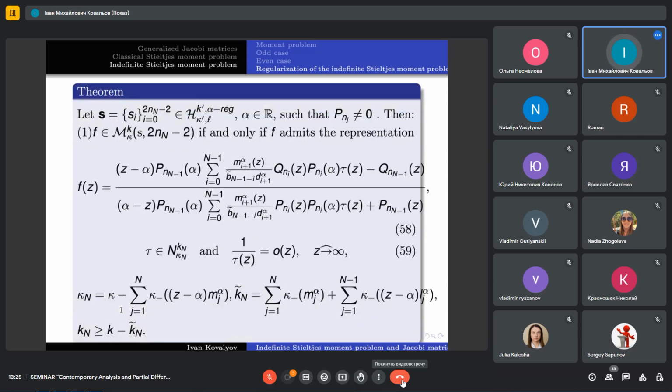And we have the following theorem. Let S be an alpha regular sequence. Then any solution of the odd moment problem takes representation 58, and the parameter tau satisfies condition 59. And the indices kappa n and k n can be found in the following way. You can see this.